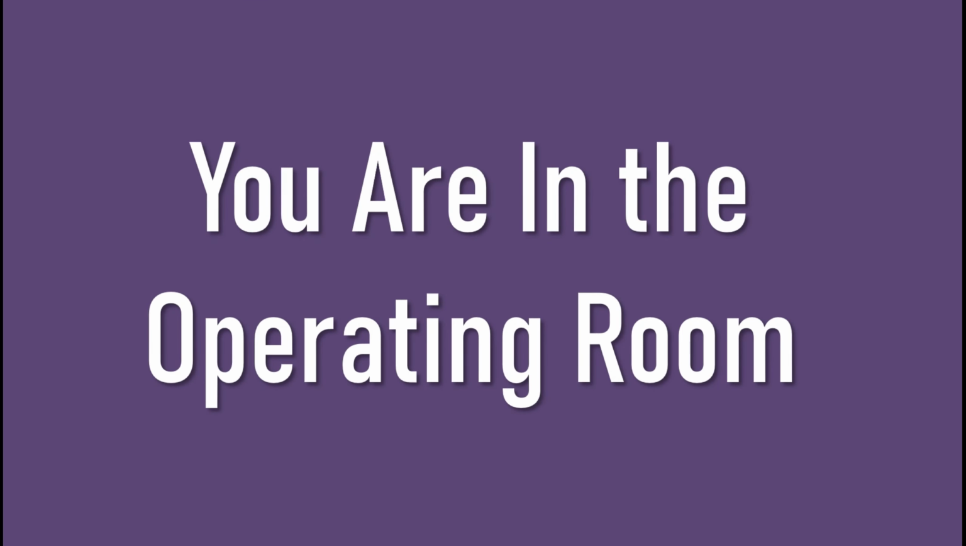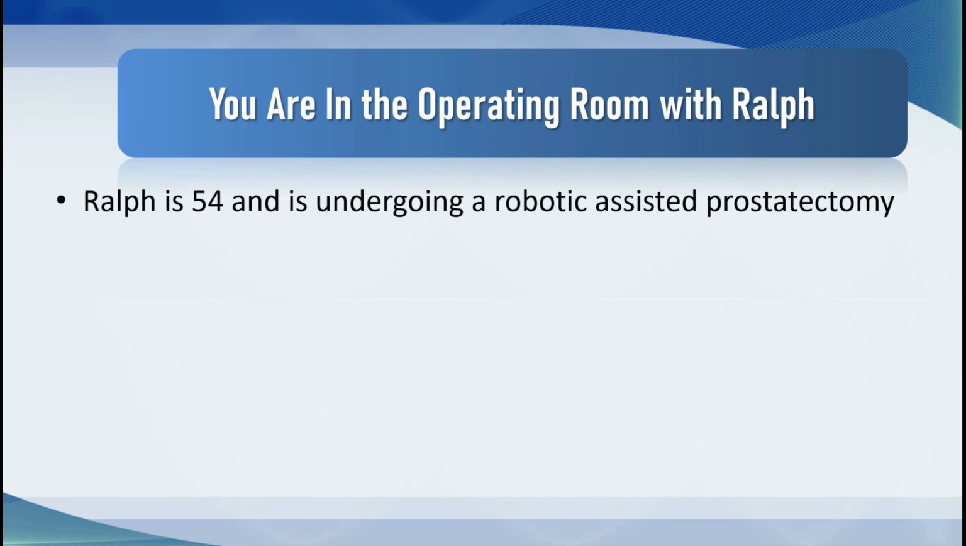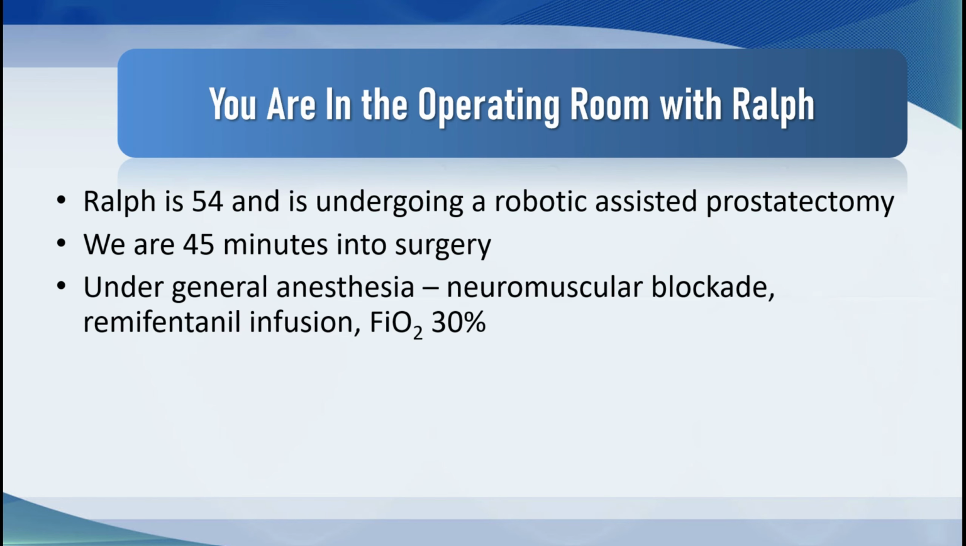You're in the operating room with Ralph. He's 54 and he's undergoing a robot-assisted prostatectomy. We are 45 minutes into surgery under general anesthesia with neuromuscular blockade, a remifentanil infusion, and an FiO2 of 30%.